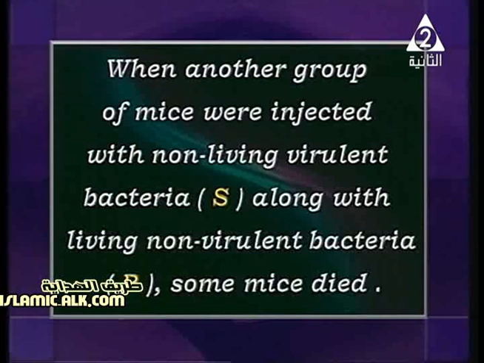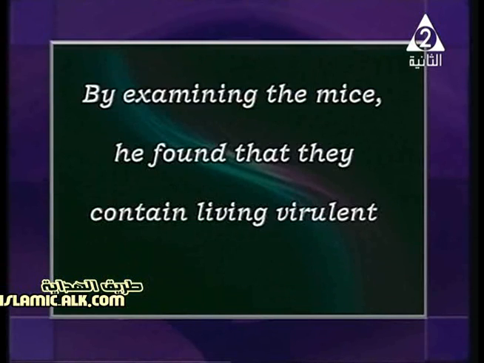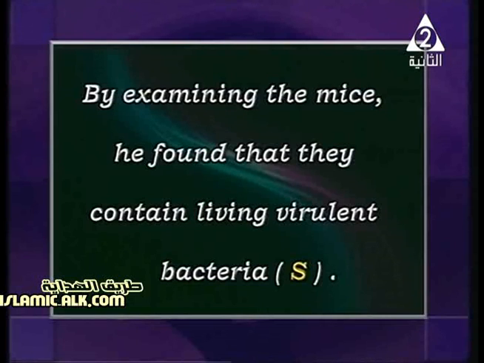So when another group of mice were injected with non-living virulent bacteria, the S type, the killer one, along with, at the same time, living non-virulent bacteria, some mice died and the others didn't. By examining the mice, he found that they contained living virulent bacteria, the S type.